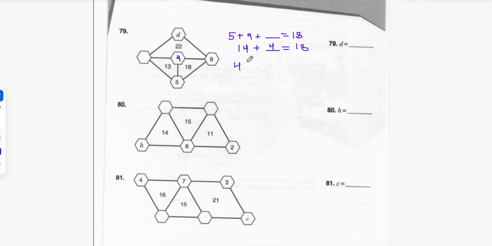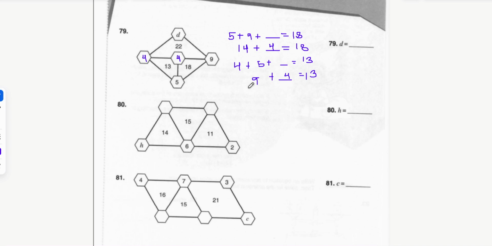Then we have to write our second equation. 4 plus 5 plus blank equals 13. So 4 plus 5 is 9, plus blank equals 13. 13 minus 9 is 4, so 4 will go in this hexagon.